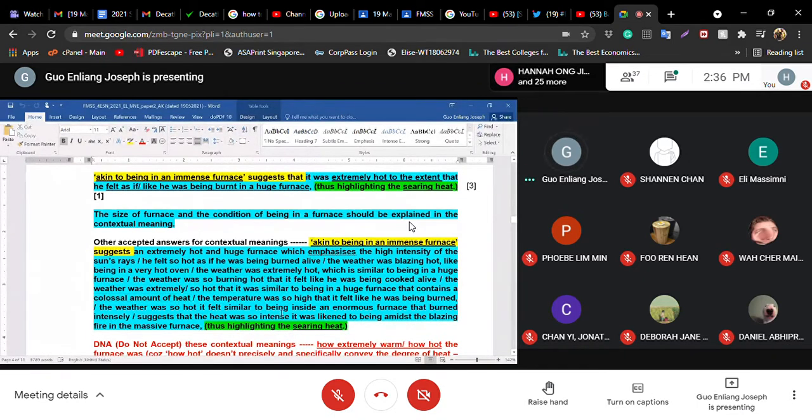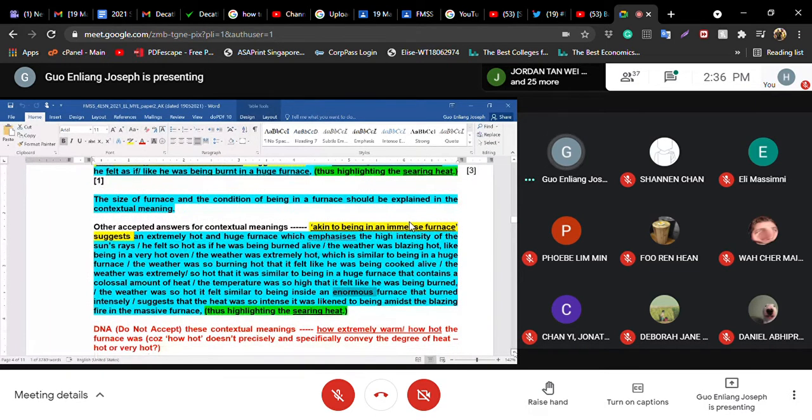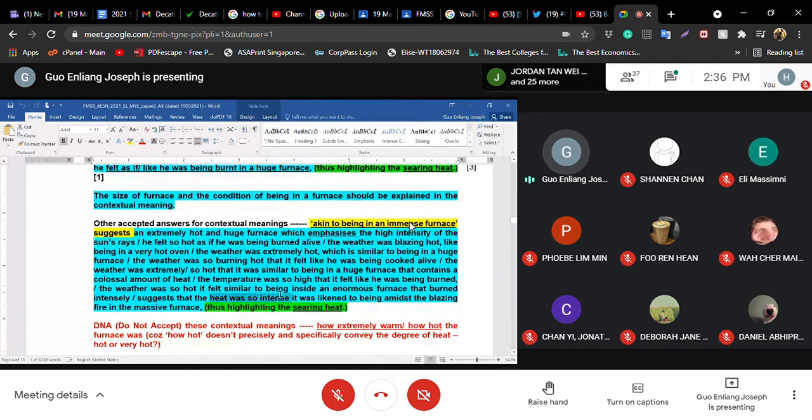Then also enormous or immense furnace. I'm just going through some parts; I don't want to go through everything. I think it's understood. Heat was so intense, very hot. Then the idea of a furnace: blazing fire in a massive furnace. Of course, the searing heat is one. I'm going to give you some time to copy the necessary.